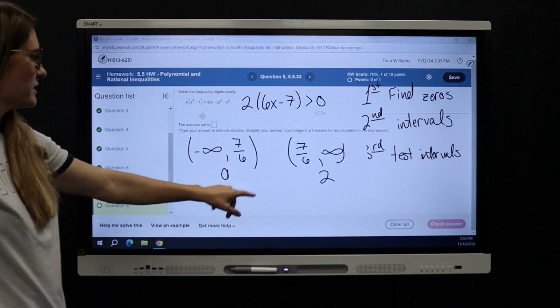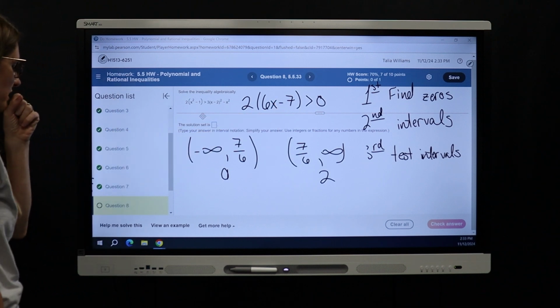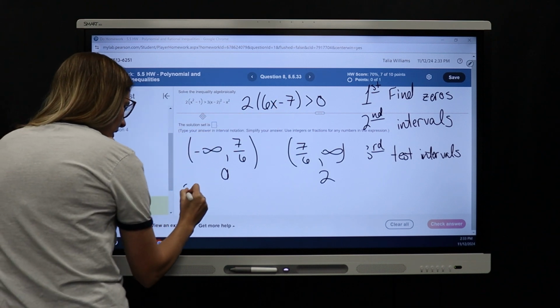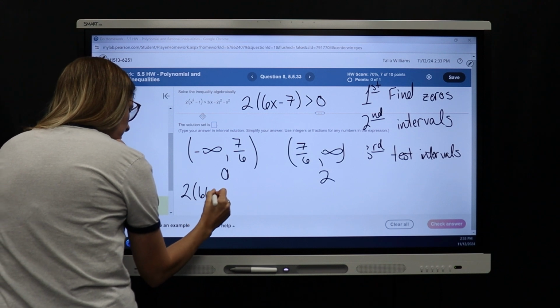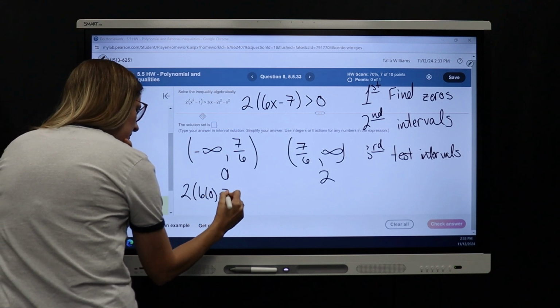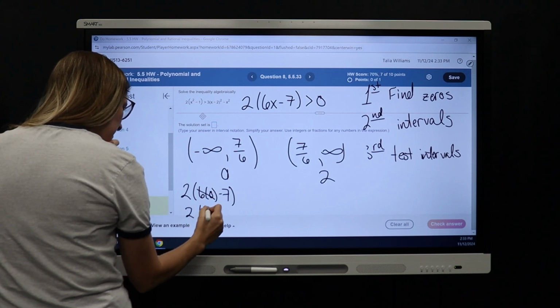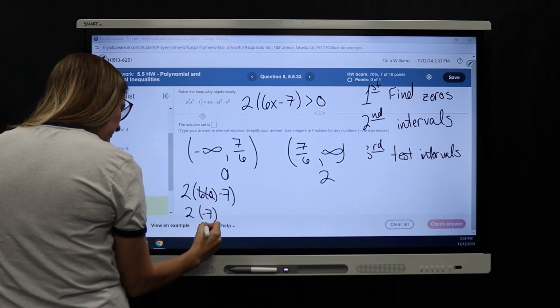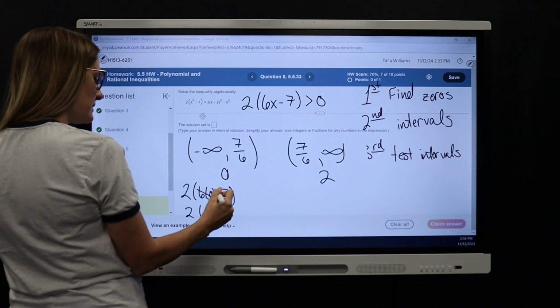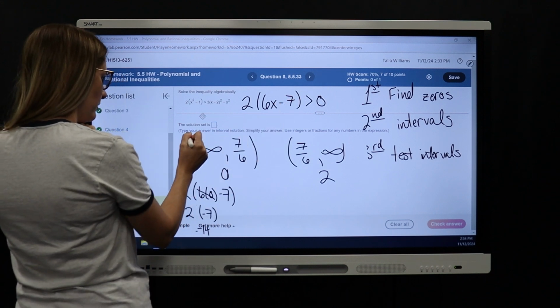So I'm going to take my test interval and plug it in here. My test number, 6 times 0, subtract 7. So we're going to have 2, this is gone, times negative 7. 2 times negative 7 is negative 14. Is negative 14 greater than 0? No.